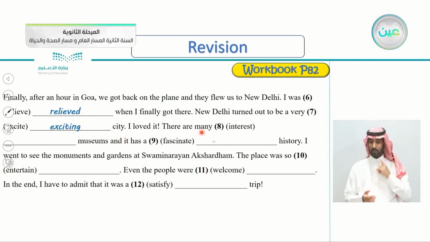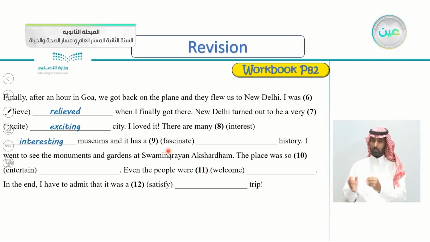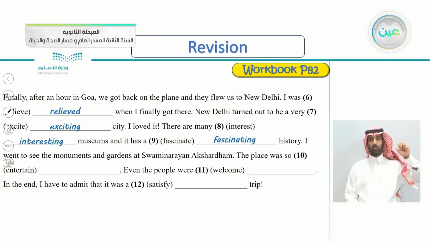I loved it. There are many museums. So many what? Very good. Many interesting museums, and it has a fascinating history. So fascinate. Do we say fascinated or fascinating? So it here is New Delhi. Yes, very good. Fascinating history. I went to see the monuments and gardens at Somaneria, Amsterdam. The place was so entertaining. So the place, very good, entertaining.